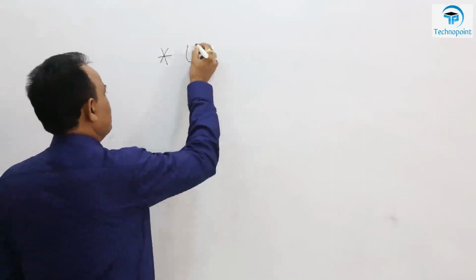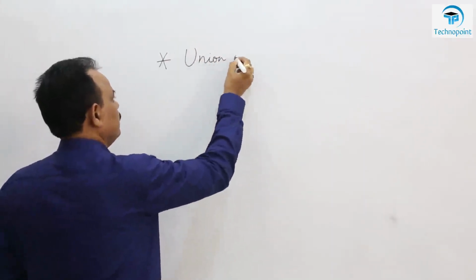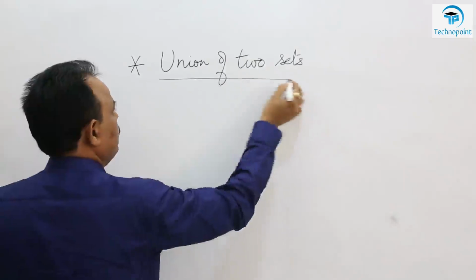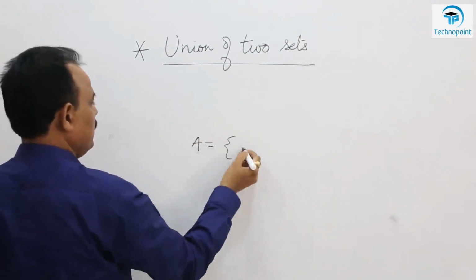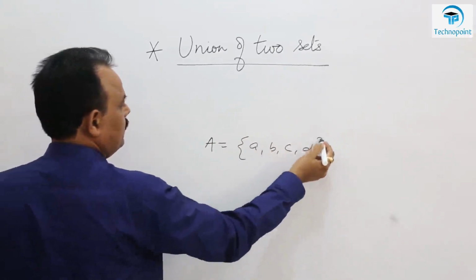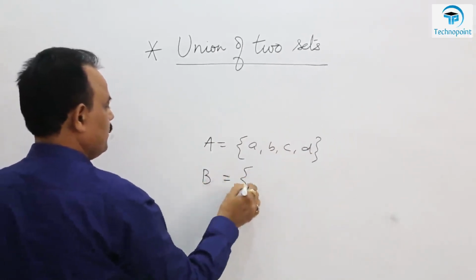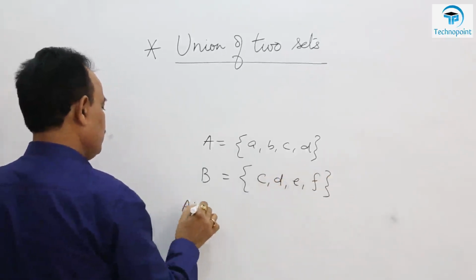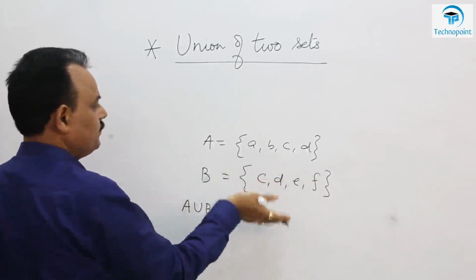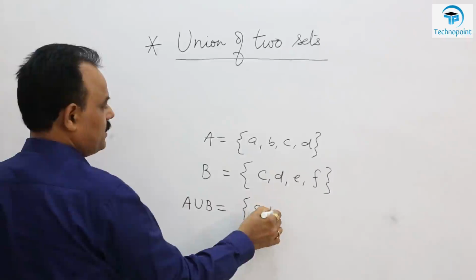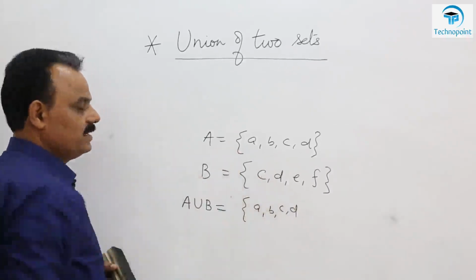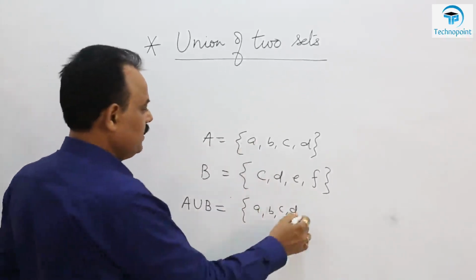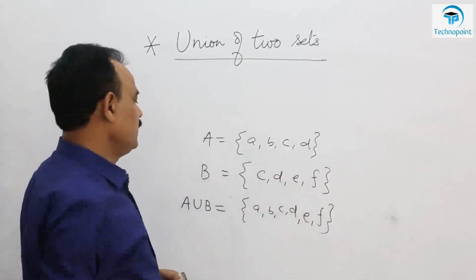Next is union of two sets. Suppose A is {a, b, c, d} and B is {c, d, e, f}. Then A union B. Union means mix up all these. So a, b, c, d. You cannot write any element twice. किसी भी एलिमेंट को एक से अधिक बार नहीं लिख सकते, मिला दीजिए यूनियन हो जाएगा a, b, c, d, e, f. This is the union of two sets.